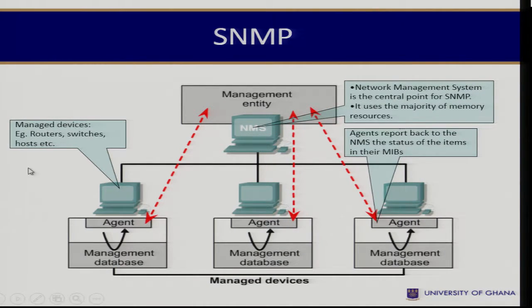So the diagram there shows you how this works. You can see in the diagram the managed devices like your routers, so you have an agent which has got a management database there. There's an NMS here, there's a management entity, and there's another agent here, another agent there. So this is a central point. It uses a majority of memory for resources. The agents will report back to this with their MIBs. So basically, that's how SNMP works. That's the structure of it. All information flows from the agents that help to manage the system.